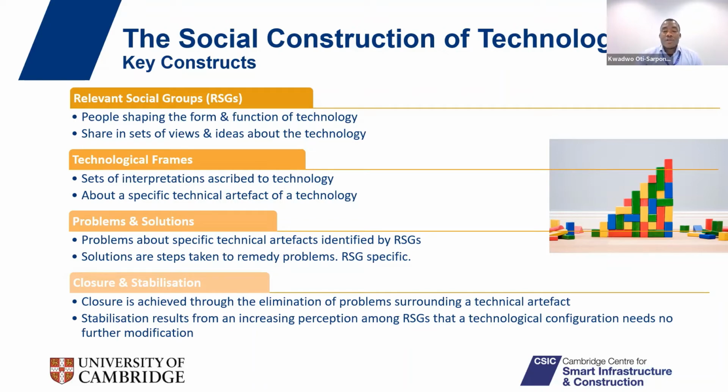And the extent to which a group can determine stabilization is shaped by their influence, the constellation of actors forming that relevant social group, and their influence in the overall shaping process. It is also useful to remember that closure could happen in two main ways. It could be rhetorical closure or closure by problem redefinition, depending on who is leading, who is an influential actor in shaping the technological evolution process.